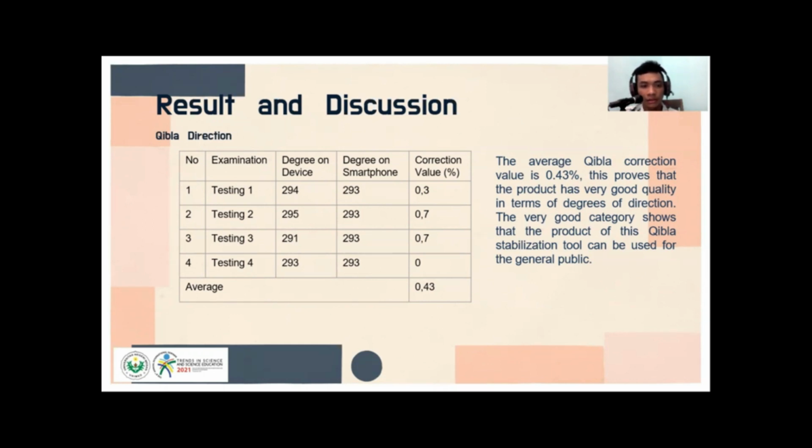The Qibla stabilization tool product already has an accurate degree of Qibla direction. This is evidenced by the measurement uncertainty value of less than 5%, which is the maximum value of percentage error. The average Qibla correction value is 0.43%. This proves that the product has very good quality in terms of degrees of direction. The very good category shows that the product of this Qibla stabilization tool can be used by the general public.